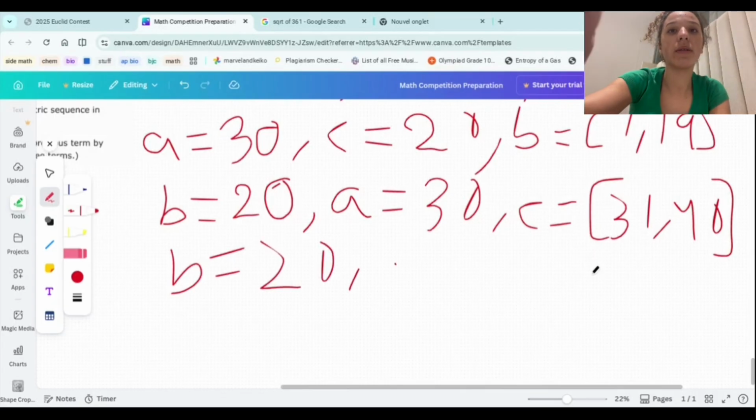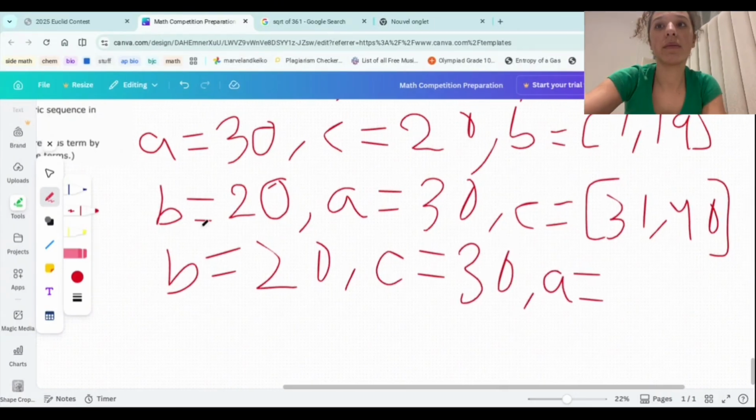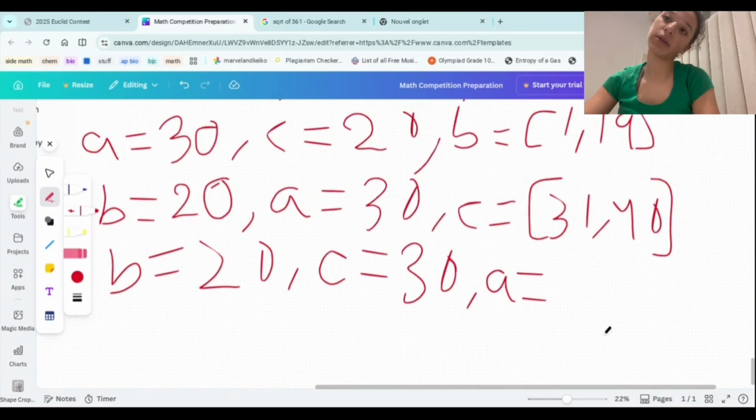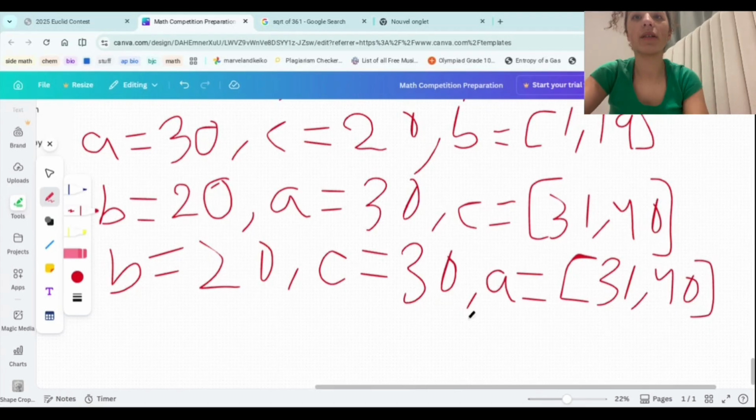Likewise, b could be equal to 20, c would be equal to 30, and a would be, gosh, there's still so many more. And a could be anywhere from 31 to 40. Honestly, just looking at this problem makes me scared.